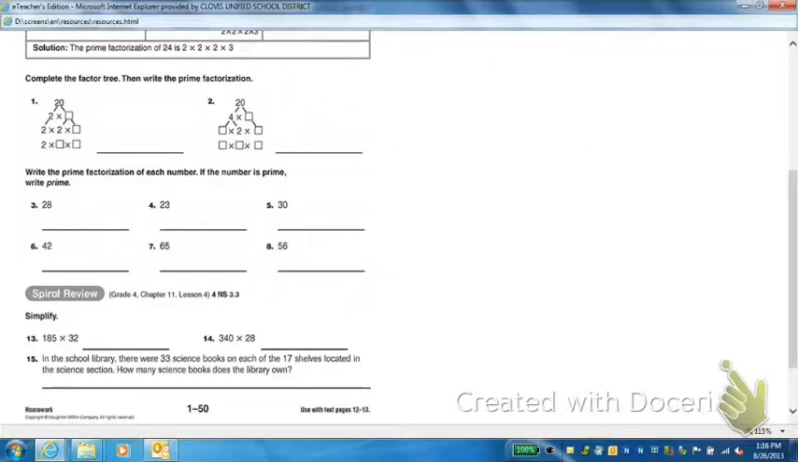For number 3 through 8, write the prime factorization of each number. If the number is prime, write prime. If you cannot do it, it's just going to be prime. Try number 4. There are no two numbers that equal 23 other than 1 and 23. So we never start with that because we're going to be stuck with 23 again. So for number 4, the answer would be prime.